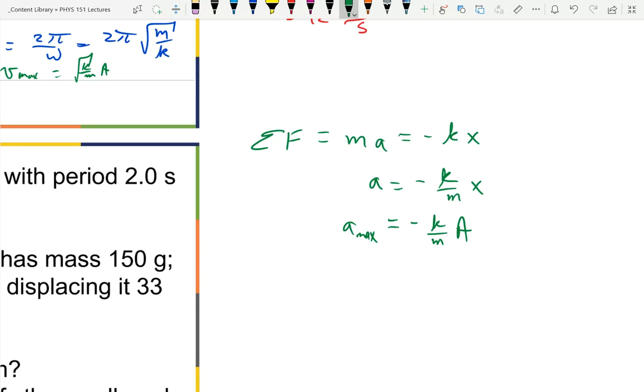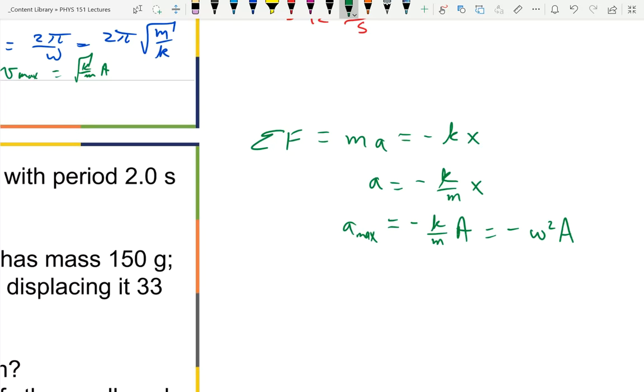Now I put A max, I left the minus sign in there, but obviously you could have a negative or a positive acceleration, it depends on direction. That's minus k over m times A, or if we prefer, minus omega squared A. So as you can see, if you know k and m and A, you know the maximum speed and the maximum acceleration very simply.